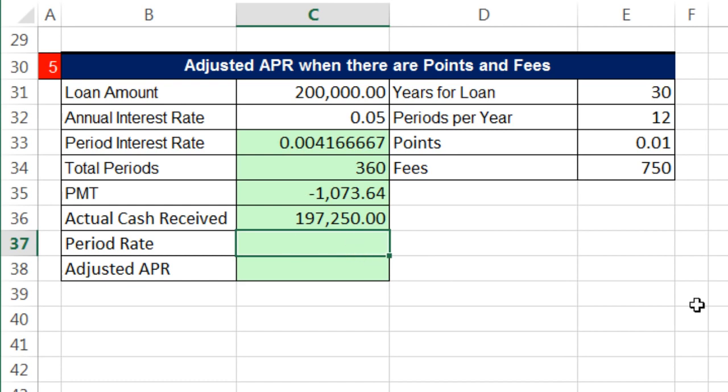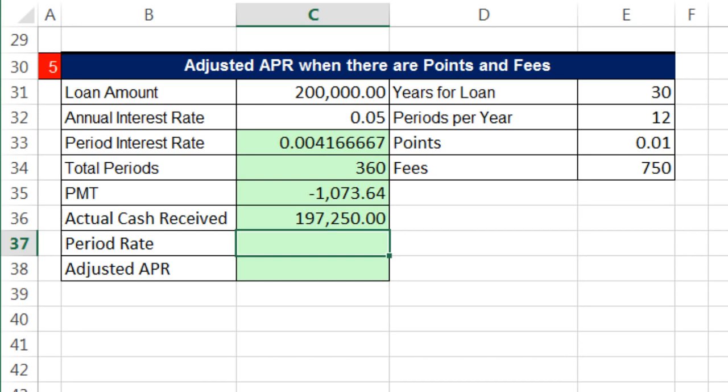All right, the period rate. Oh, we have to count. I thought we knew the period rate, but no, we need to figure out the actual period rate because we thought we got 200,000, but the cash flow is actually 197,250. That's how much we got.